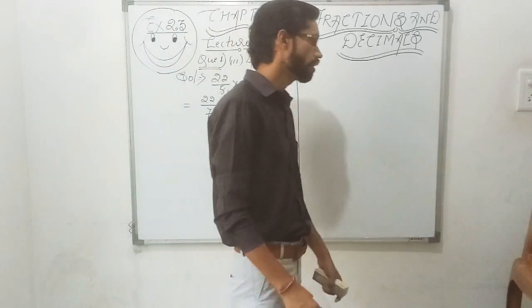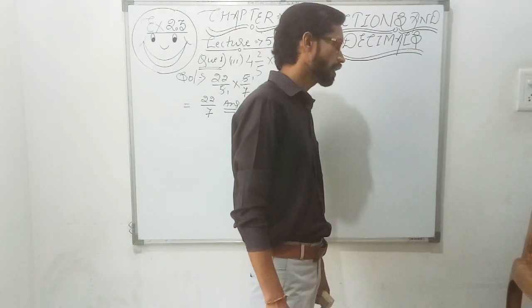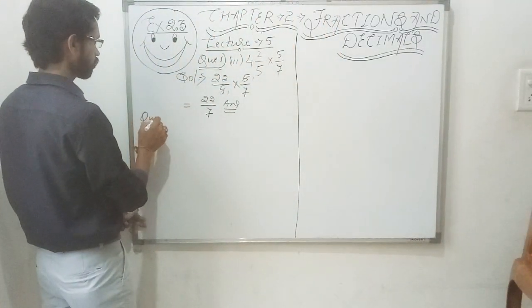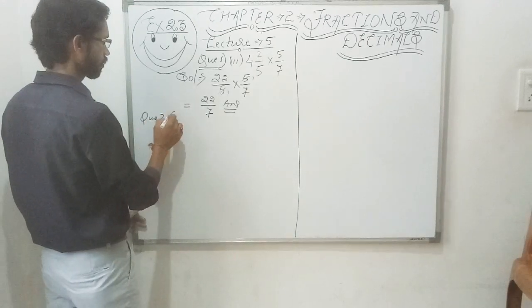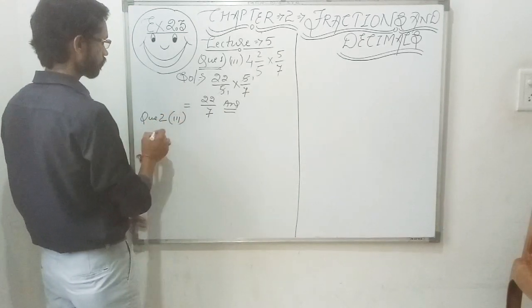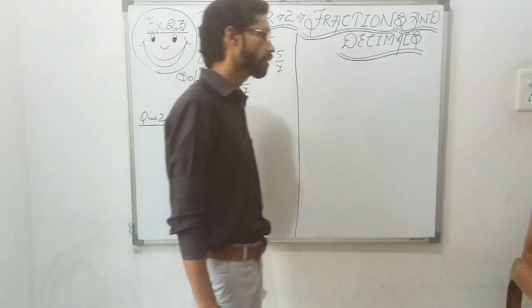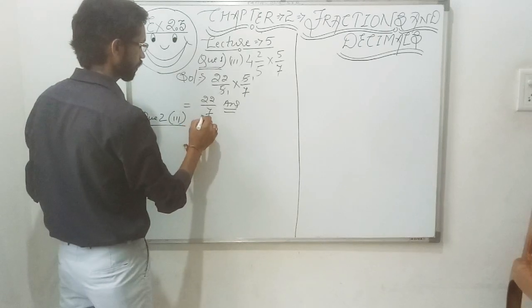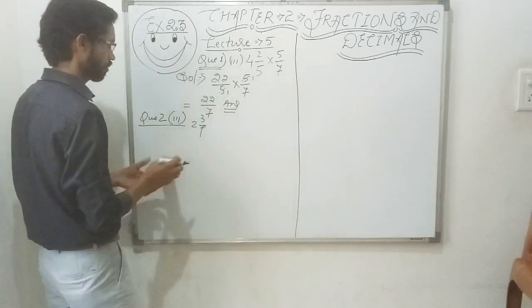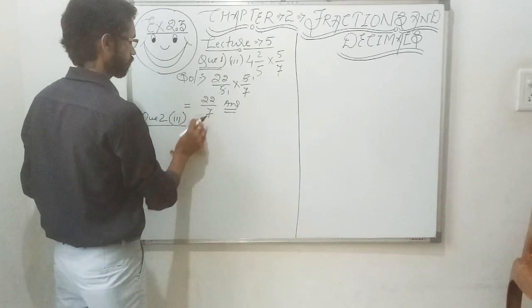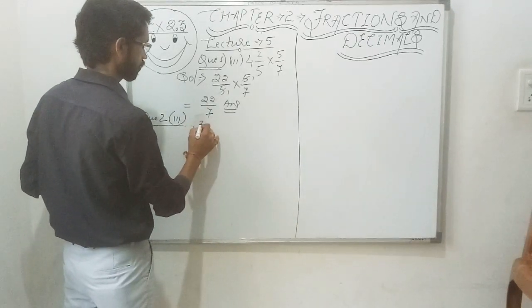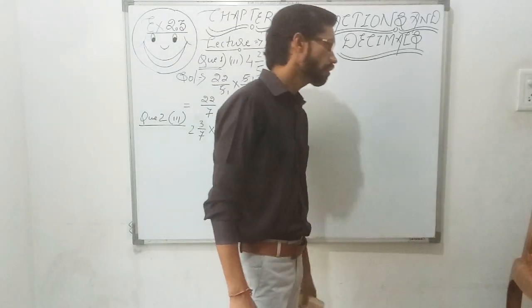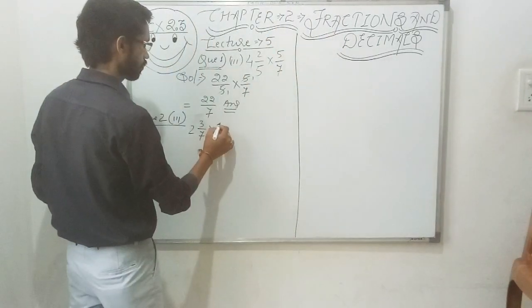Now we'll move on similarly to the next question, that is, question number 2. Again, multiply the following fractions. In this also, question number 2, we'll do the third one itself. Here it is saying 2 3/7, 2 3/7 multiplied by 14/51.